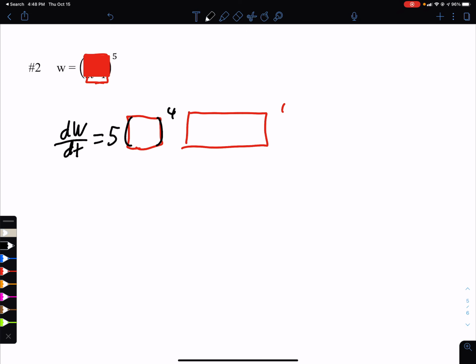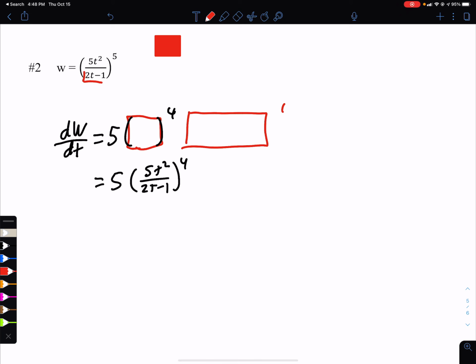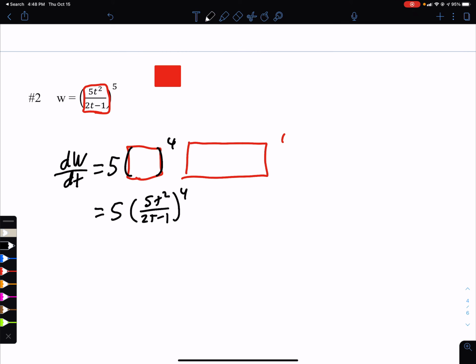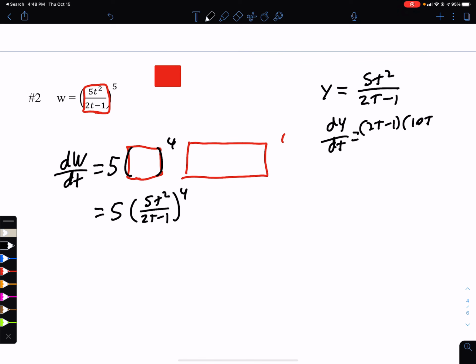Well, I can do this. 5, what's box? Let's see what it was. I forgot. It's going to be 5t squared over 2t minus 1 to the 4th. Now I need the derivative of that box. Golly gee, how do I take the derivative of that? That requires side work. I'm going to say, hey, my y is going to be the inside or the box part. And this is a quotient. So the derivative of this is low d high.